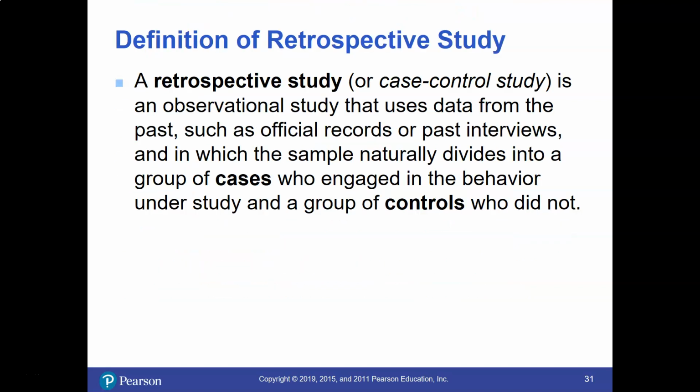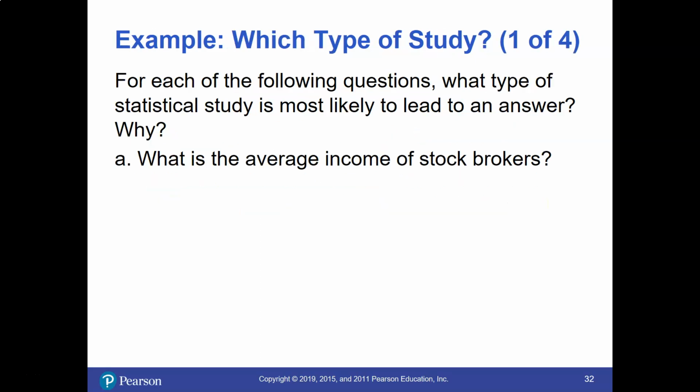Okay, retrospective study. Sometimes there are reasons that we can't run a real experiment, for ethical purposes or just historic reasons. So a retrospective study is an observational study that uses data from the past and divides a group of cases engaged in the behavior under study and a group of controls who did not. Basically, you're looking at people that did something in the past versus people that didn't and seeing if there was any difference in what was going on there.